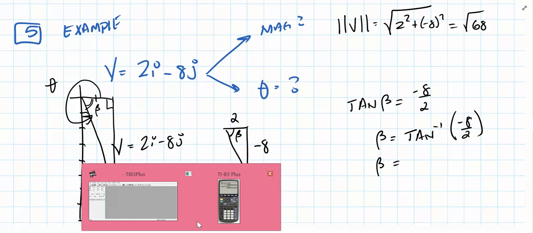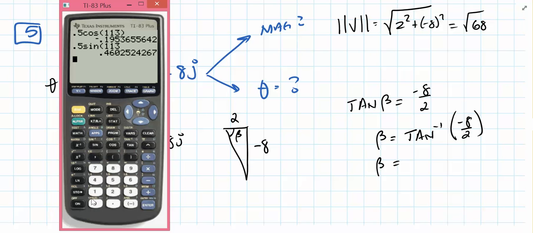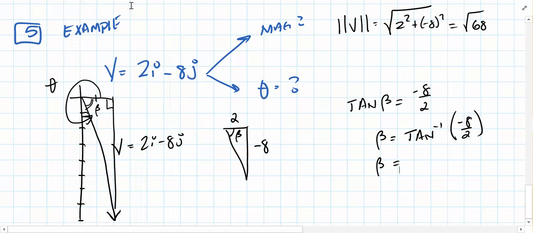We'll do it together. Inverse tangent of negative 8 divided by 2. And look what we get. We're getting like negative 75.9. Can I round that to negative 76? You guys cool with that? So negative 76 degrees. So what does that mean? That means that this angle down here is swung down at negative 76 degrees.